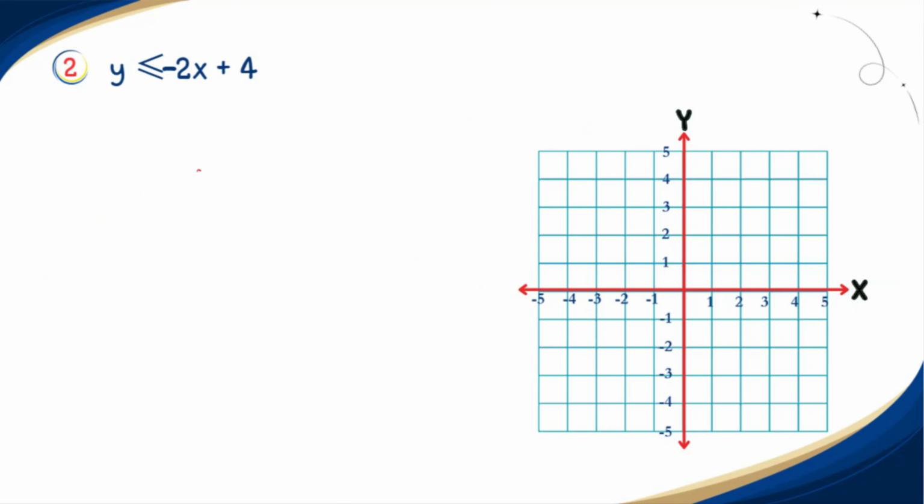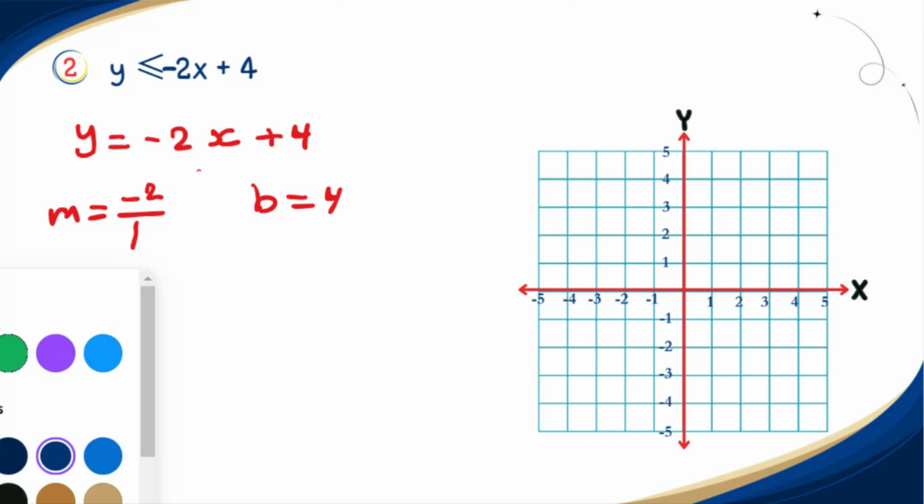Question number 2. Graph this inequality: y less than or equal to negative 2x plus 4. First, we need to graph the boundary line. Then we need to write it as an equation first: y equals negative 2x plus 4. Like we said, we can use slope-intercept form or we can use a table. I prefer the y-intercept form, it is easier. For example, the slope here will be what? Negative 2 over 1, we make it as a fraction. And the y-intercept here will be 4.